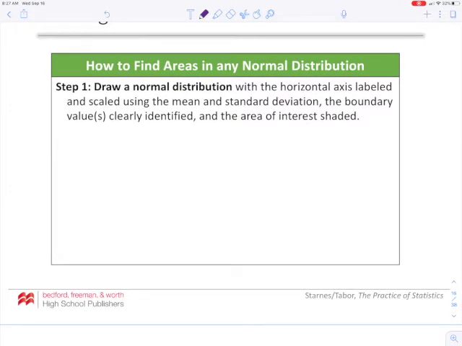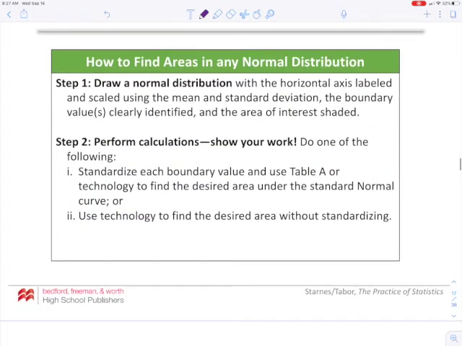So how do you find the area? So if we wanted to know like the percentile of that score, what percent of people did that person score above, kind of thing. First you draw a normal distribution. Then you're going to perform your calculations, and we're going to do that two ways, using a table of values called Table A, which you'll be handed in class, and then also using technology, using your calculator.